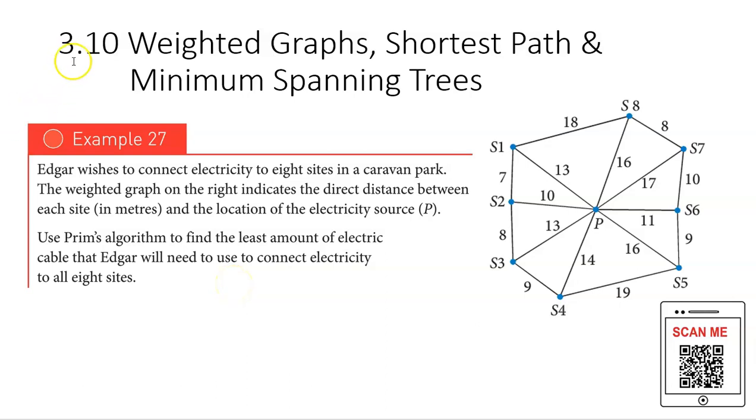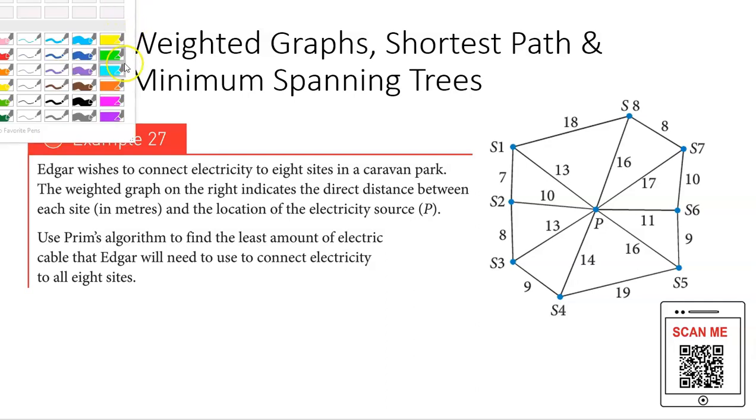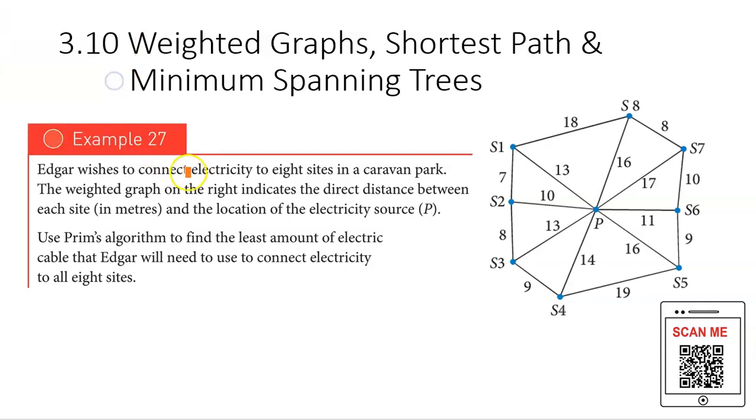So example 27, you can scan this barcode and look at the video as well. Alright, so let's say I look at this question.